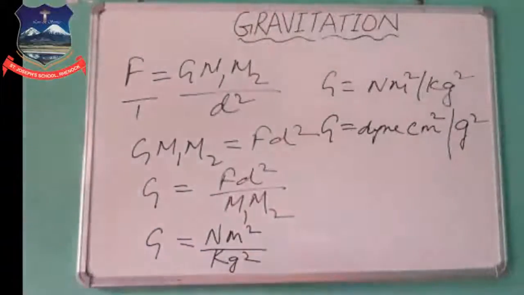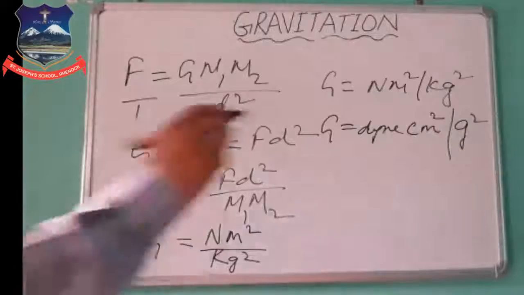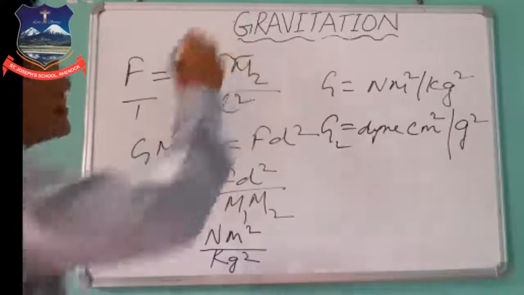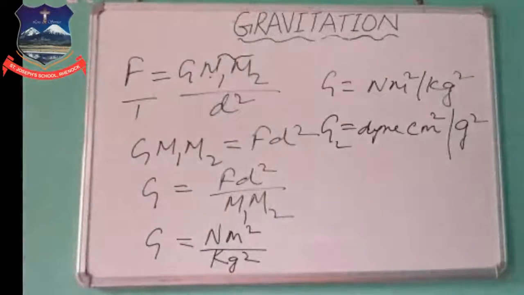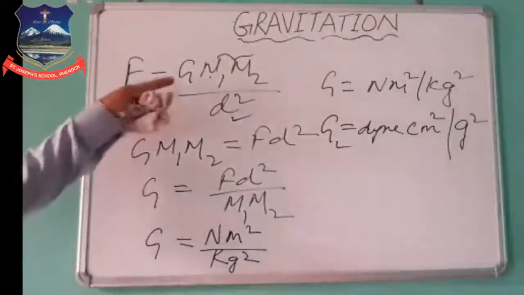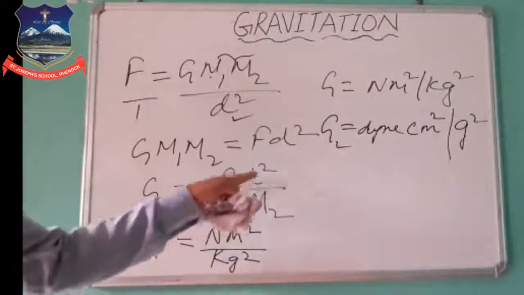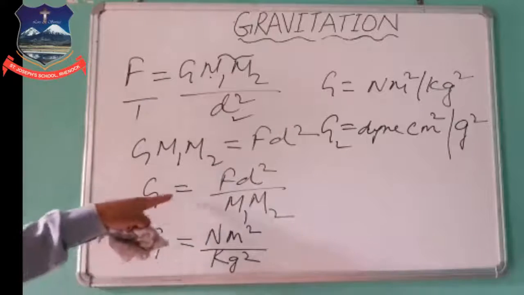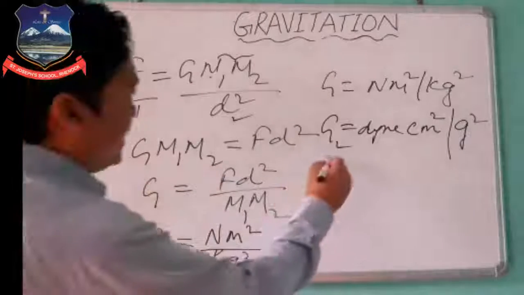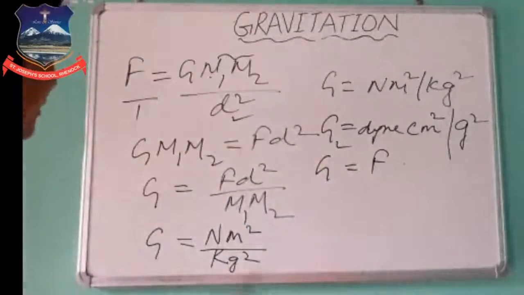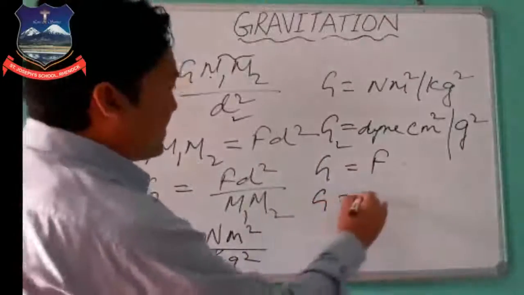Is it clear? Now, the value of G remains constant. The gravitational constant does not depend upon the masses, and it does not depend upon the distance. That means the value of gravitational constant is equal to the force. So how does it come that G equals F? I'll write it here.